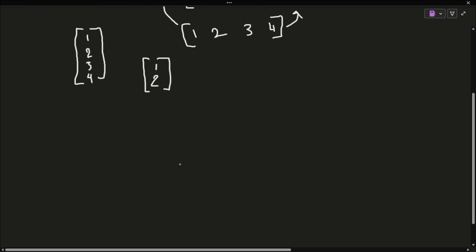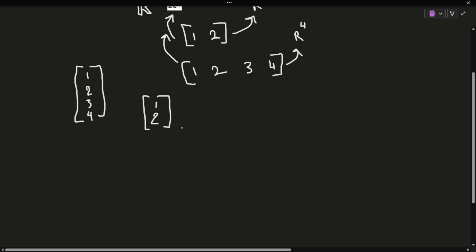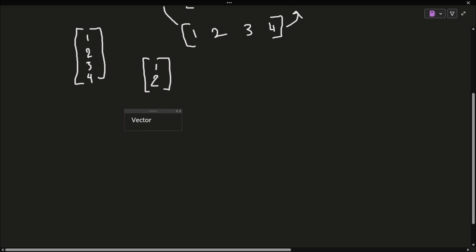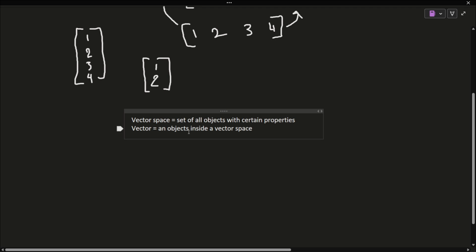That brings us to our definition of a vector space. A vector space is a set of all objects that have certain properties. In an n-space, the property they had to meet was that they had the same dimension. In a vector space, we're not bounded by dimension in this case. So it's just going to be a set of all objects that have a certain set of characteristics, and all the objects in this set are going to be vectors. So a vector space is a set of objects with certain properties, and a vector is an object inside a vector space.